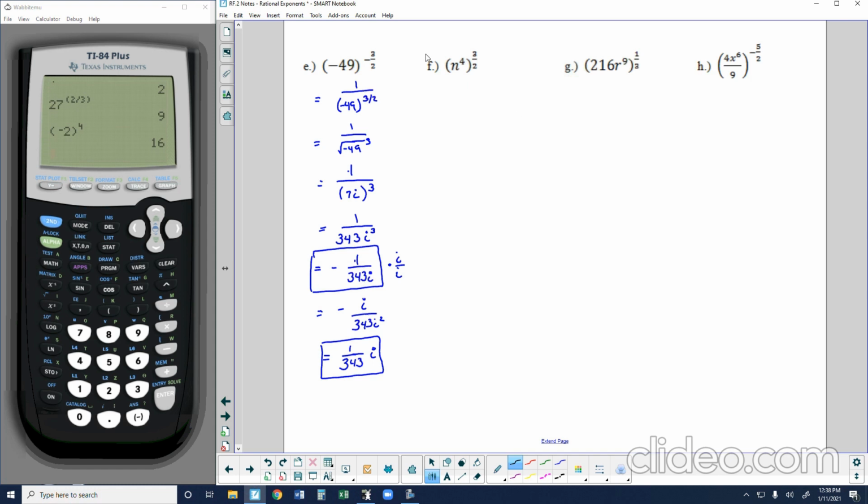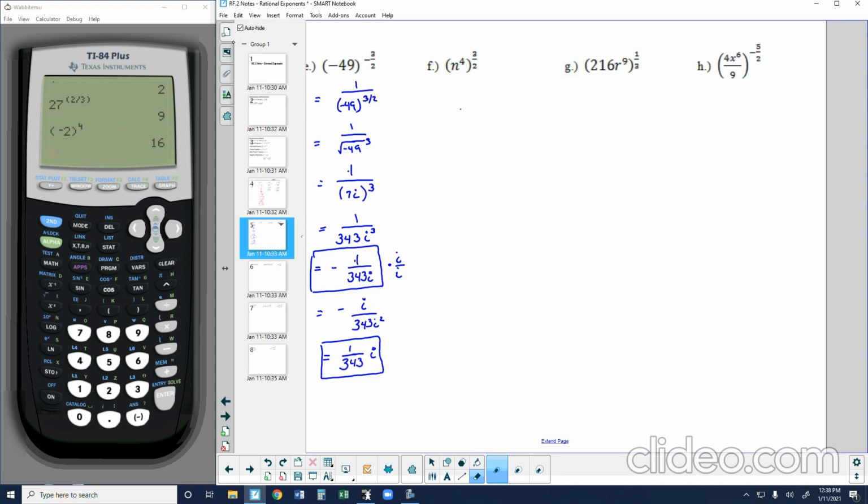Now with variables, the same rules and properties maintain. So if I take a look at F here, I see that I have n to the 4th to the 3/2 power. Now I could work on rewriting this if I wanted to. I could rewrite this as n to the 4th, and then take the square root of that, and then cube this. This would be an okay way to work through the problem. You'd get the same answer, but there's a shortcut.